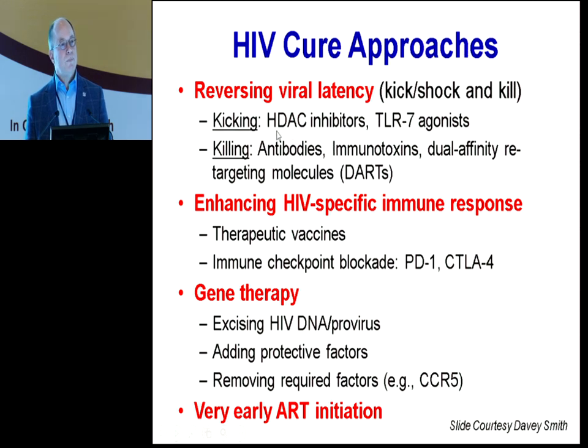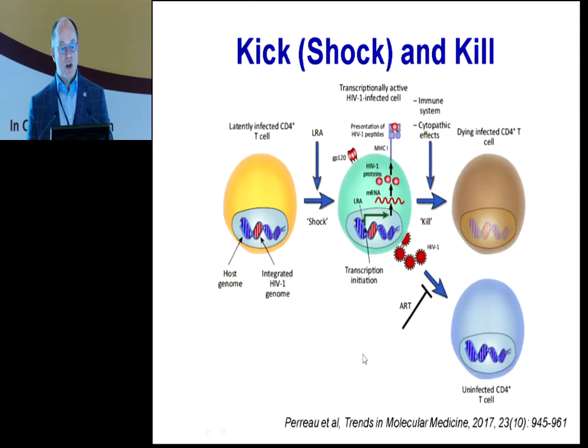And then once you kick the cell and start getting HIV replication, the idea is to kill it. And I'll show you some data, we may need other approaches in order to activate the immune system too. So enhancing HIV-specific immune responses, either by themselves or in conjunction with a latency reversal agent, is important, and I'll show you a little bit about the programmed death-1 molecule, PD-1. There's interest in that, but also therapeutic vaccines and CTLA-4, another protein. And then gene therapy, actually using gene editing approaches to try to either excise HIV from the DNA or to disrupt or alter other genes that are involved in either protecting cells from HIV or in HIV immunity. And then I mentioned very early antiretroviral initiation as well.